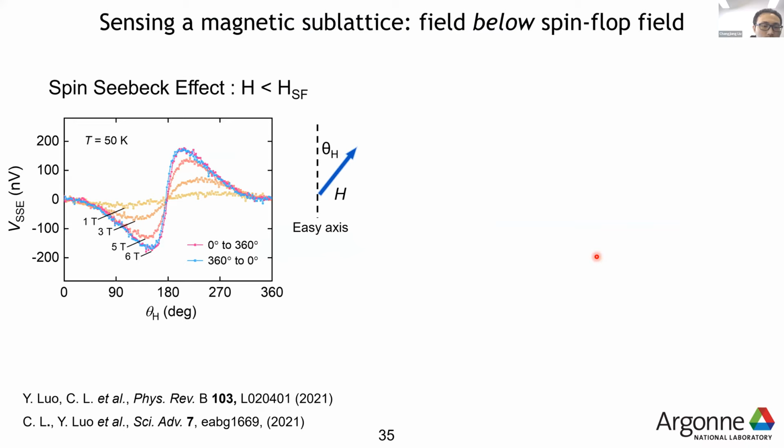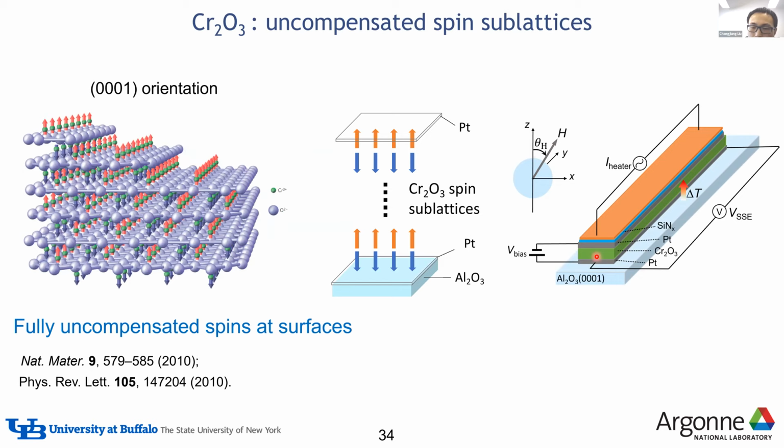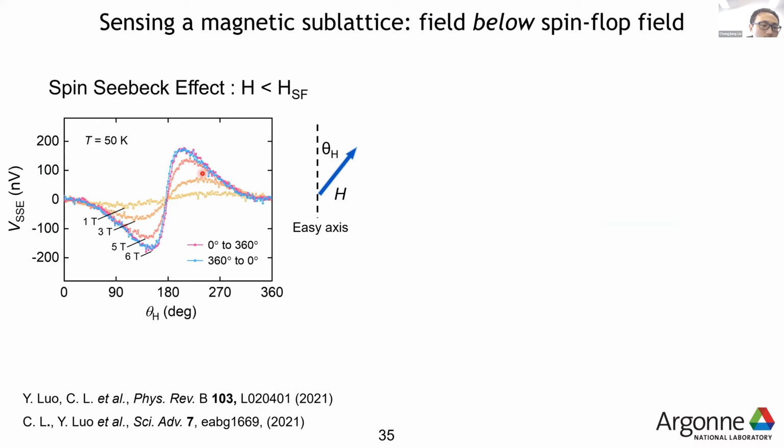So this is the measurement result. We apply a heat current into the heater wire, and then we apply a magnetic field. As we rotate the magnetic field, we can see a response of the voltage measured in the platinum layer. As we increase the angle of the magnetic field, there is an angular dependence. Depending on the field strength, this amplitude decreases as you go to lower field.